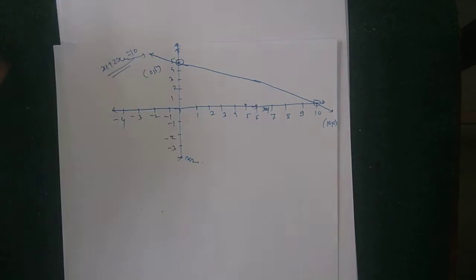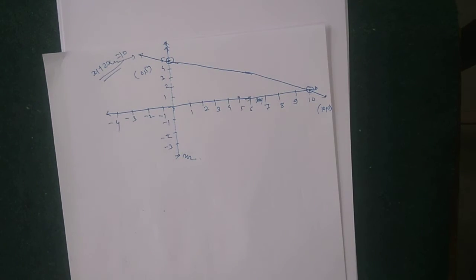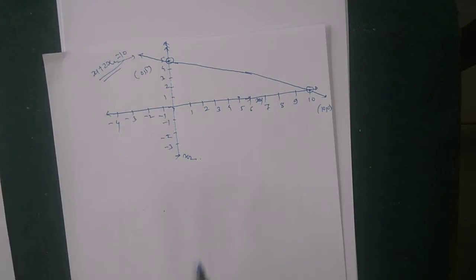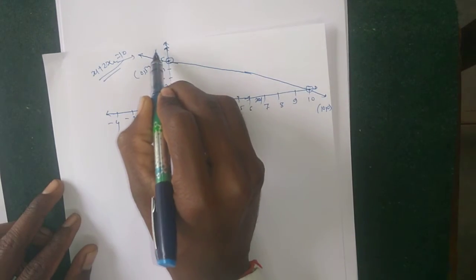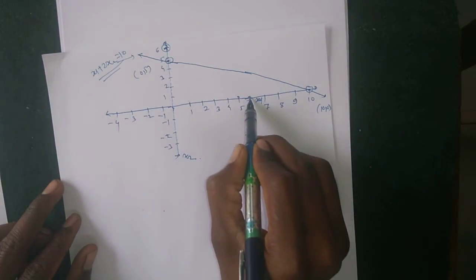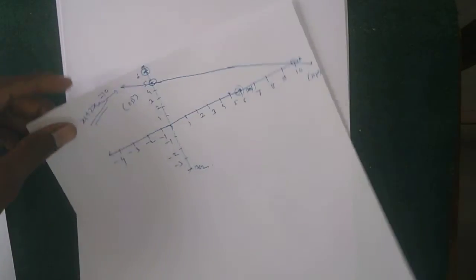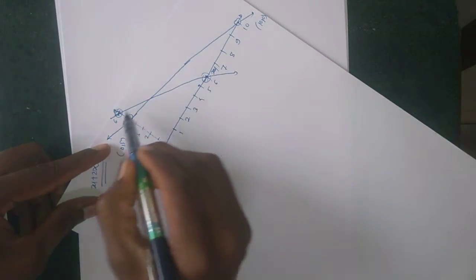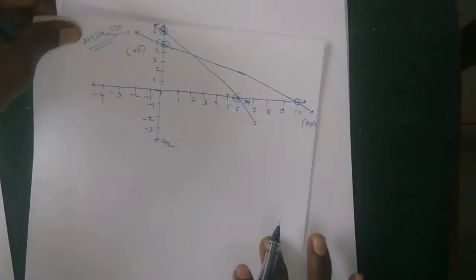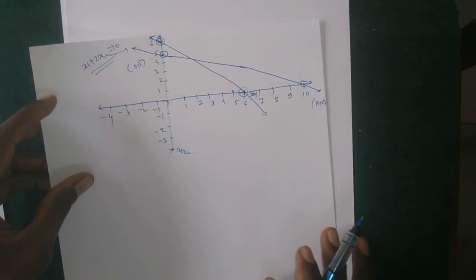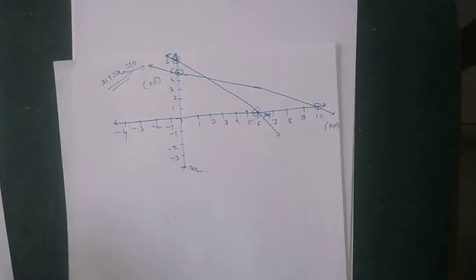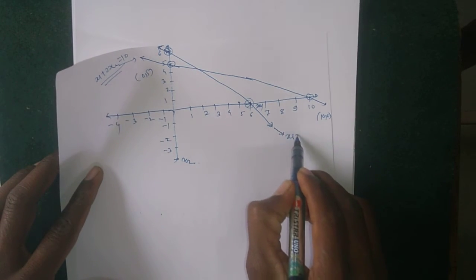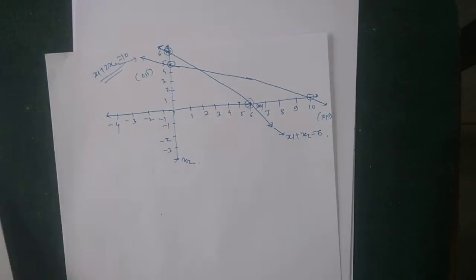Then second line, points are 0, 6 and 6, 0. Here 0, 6 and here 6 is the point. So join these 2 points by using scale. These lines are straight lines. So this line is x1 plus x2 is equal to 6.